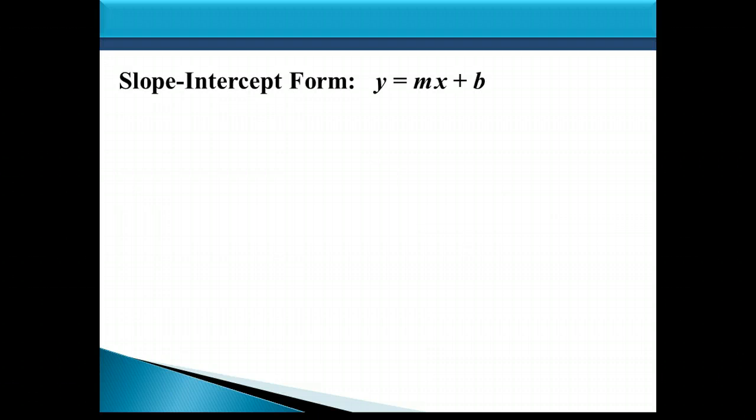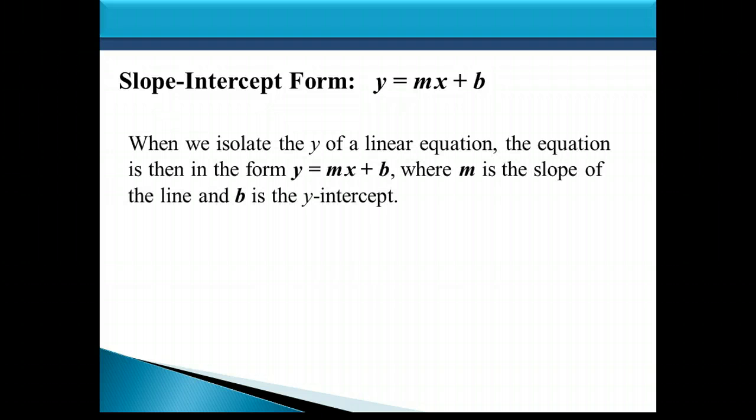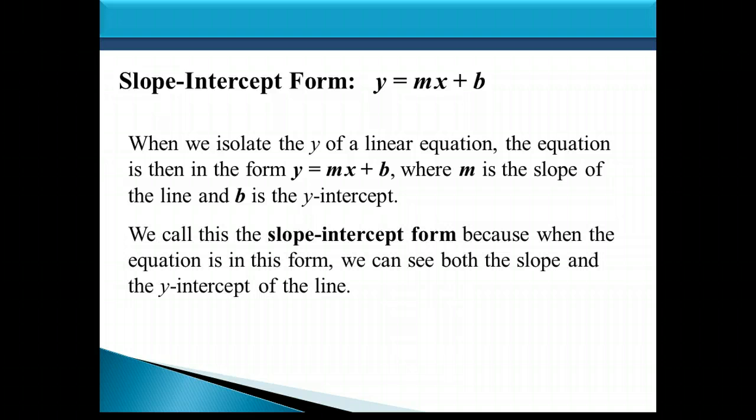The slope-intercept form looks like y equals mx plus b. When we isolate the y of a linear equation, the equation is then in the form y equals mx plus b, where m is the slope of the line and b is the y-intercept. We call this the slope-intercept form because when the equation is in this form, we can see both the slope and the y-intercept of the line.